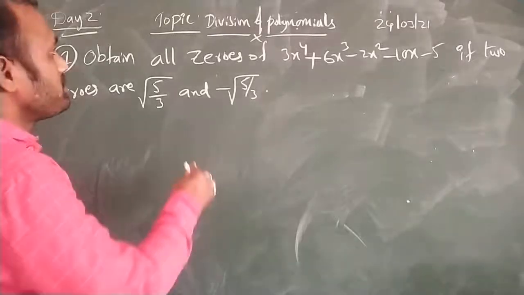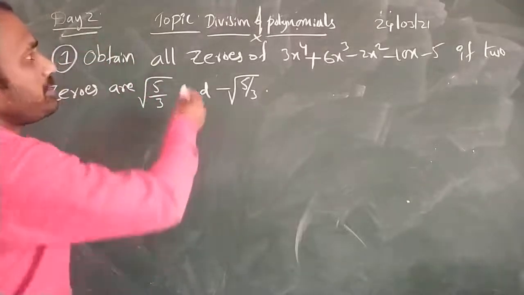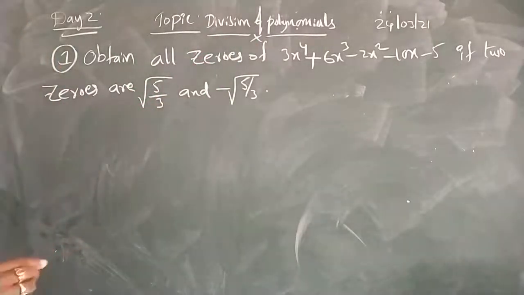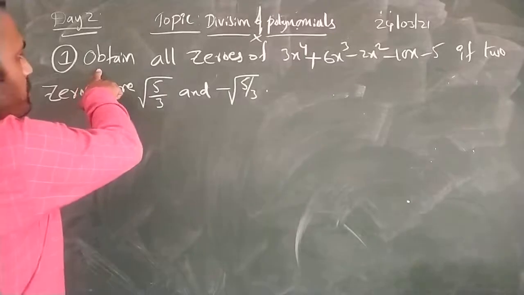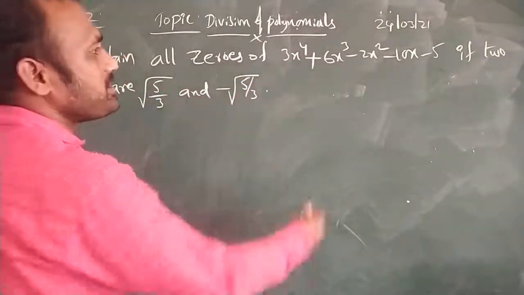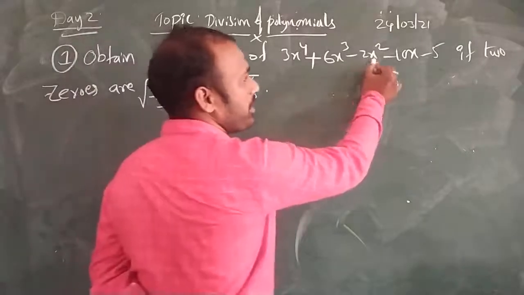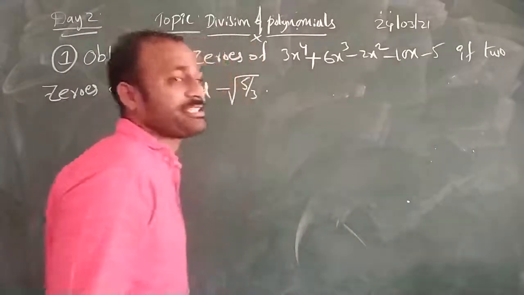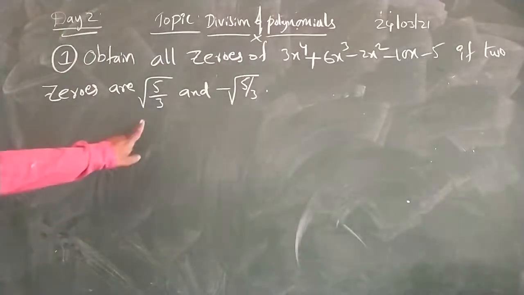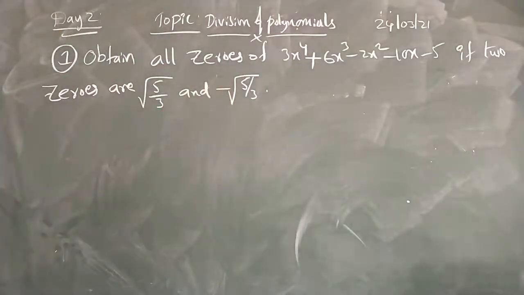Very good morning, students. Today we are going to continue the topic of division of polynomials. So here we will solve some more questions today. What is the question here? Obtain all the zeros of 3x to the power of 4 plus 6x cube minus 2x square minus 10x minus 5, if two zeros are root 5 by 3 and minus root 5 by 3.